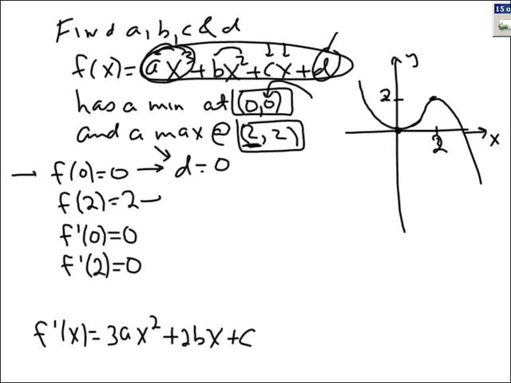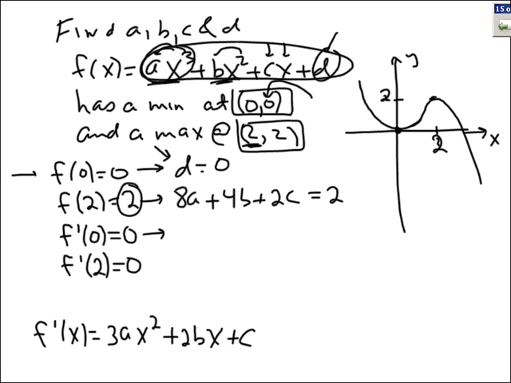Now, f of 2 equals 2. So I plug in 2. 2 cubed is 8, times a, plus 2 squared is 4, times b, plus c times 2, or 2 times c, plus d. But we know d is 0. That should give us that 2.